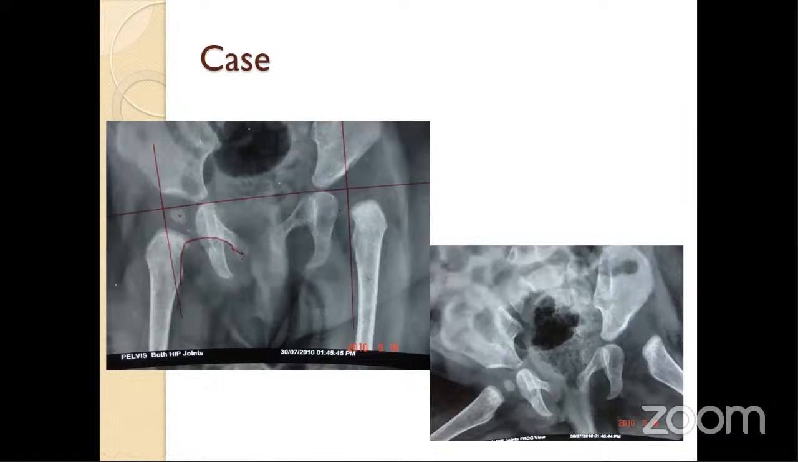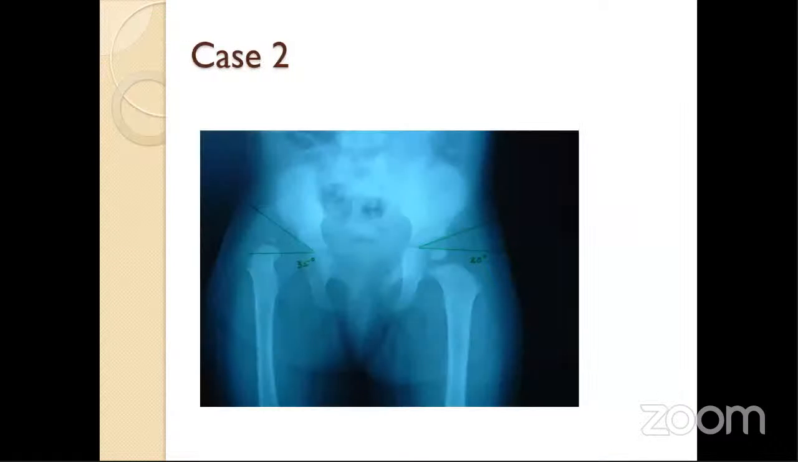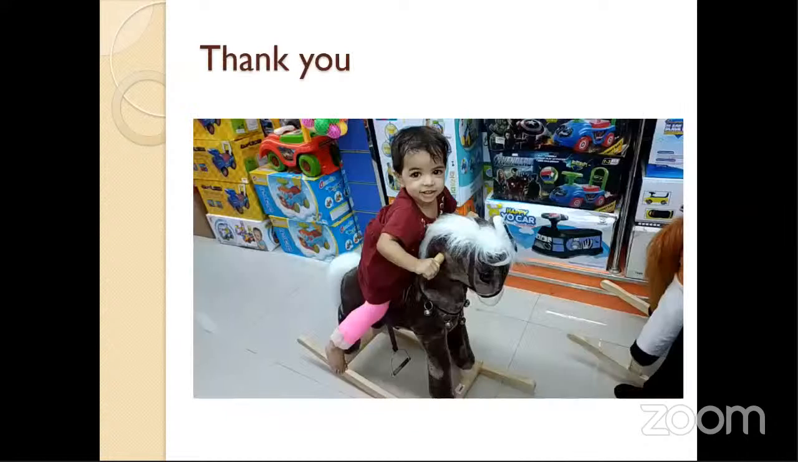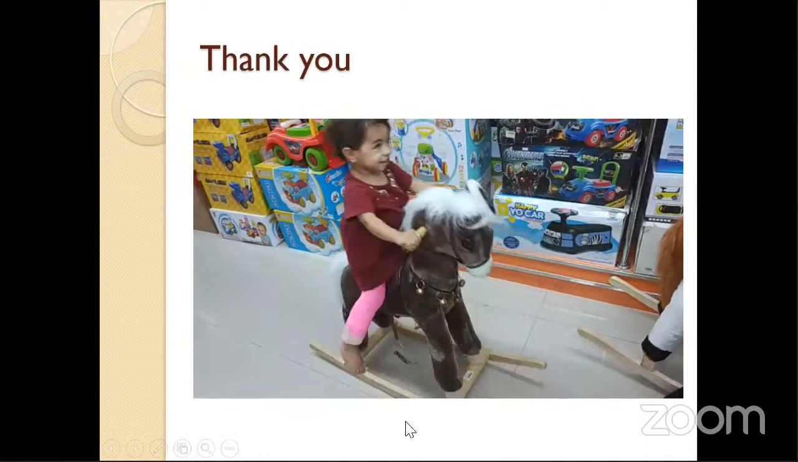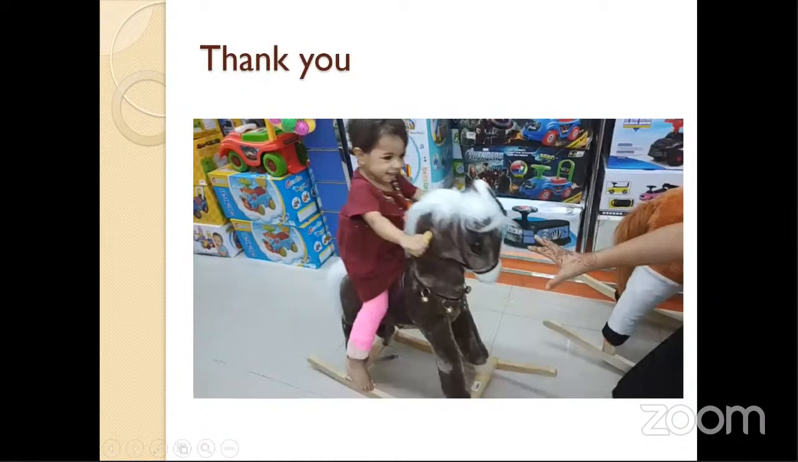This is another case where there is a left-sided hip dislocation, again reduced, that is in the spica, that is after reduction, the head located in the inferomedial quadrant after the lines are drawn. This is a right-sided hip dislocation, that is the arthrogram after reduction, and that is how the baby is comfortable in the spica. So I thank you very much for a patient hearing, and I'm happy to answer any questions if there are.